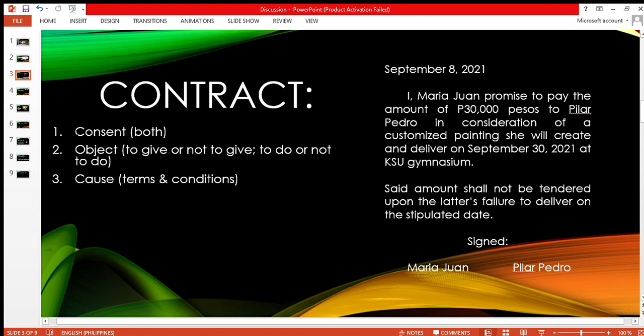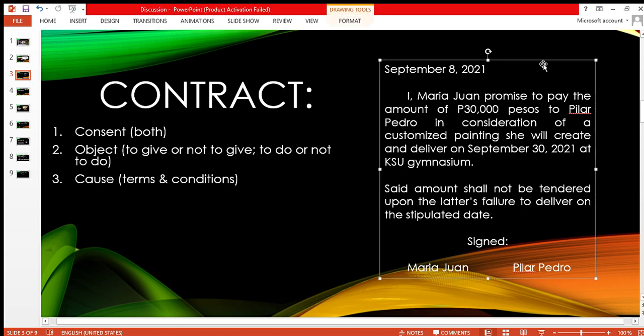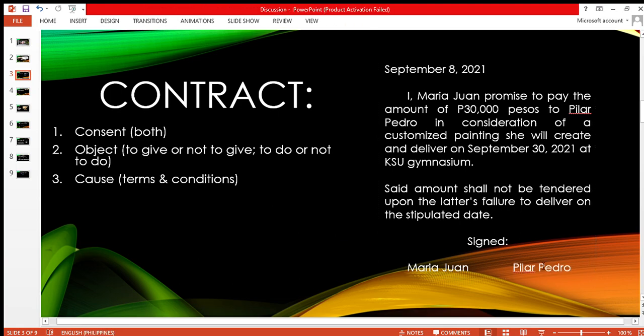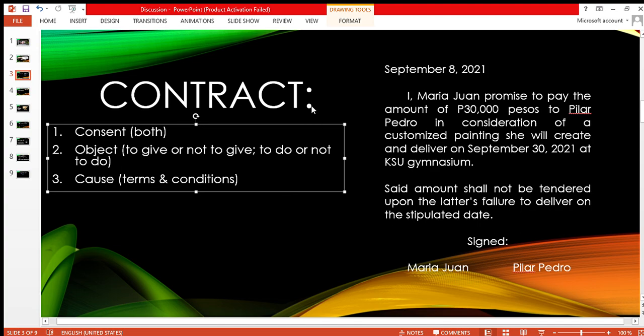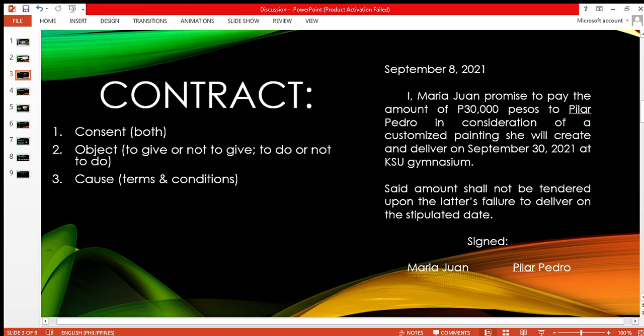Taking into consideration that the three essential elements of a contract as a legal document are present in this example, then this example is a perfect and enforceable contract between Maria Juan and Pilar Pedro. You might be wondering why there were no signatories as two witnesses. I would like to remind you that a contract has only three elements: consent, object, and cause. And the presence of these essential elements makes the contract enforceable between the parties. It is not required, in order for a contract to be enforceable, that there must be witnesses to the execution of the contract.